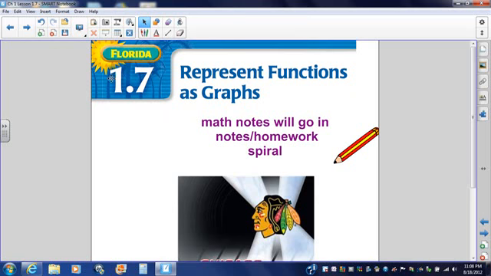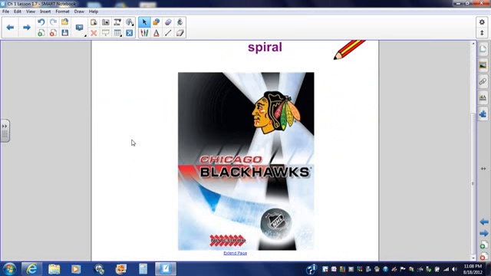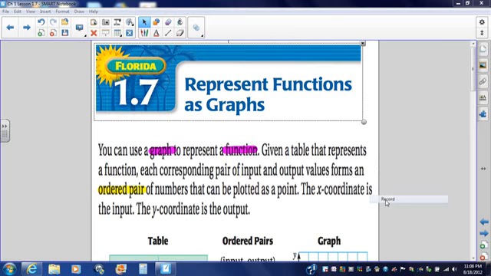We're going to do lesson 1.7 today and continue talking about functions, more specifically on how to graph functions. So grab your spiral. Alrighty guys, if you would write in your spiral, lesson 1.7, functions as graphs.